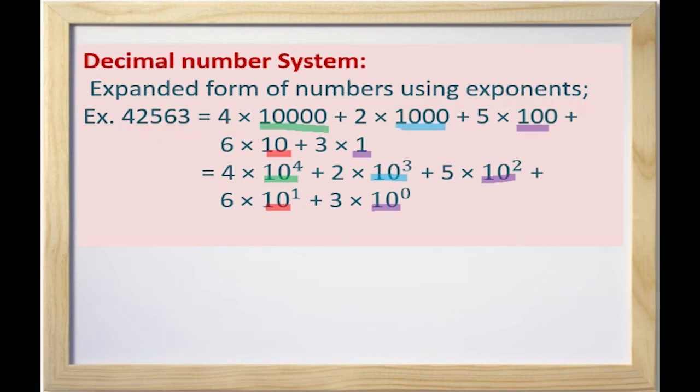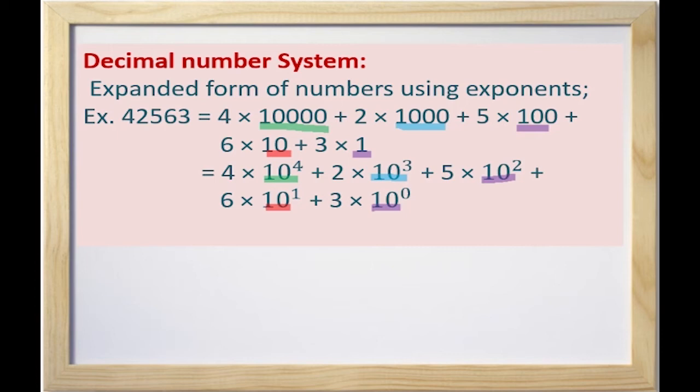42,563, using exponents. For that, children, we know that 10,000 can be written as 10 raised to the power of 4, since 10,000 is a product of 10 multiplied by itself 4 times. Understood, children? Then 1000 can be written as 10 raised to the power of 3, since 10 is multiplied by itself 3 times.